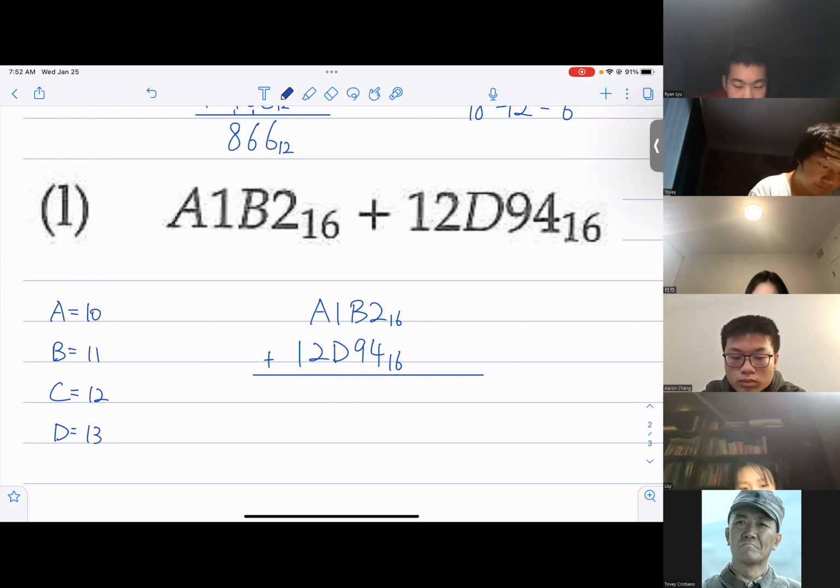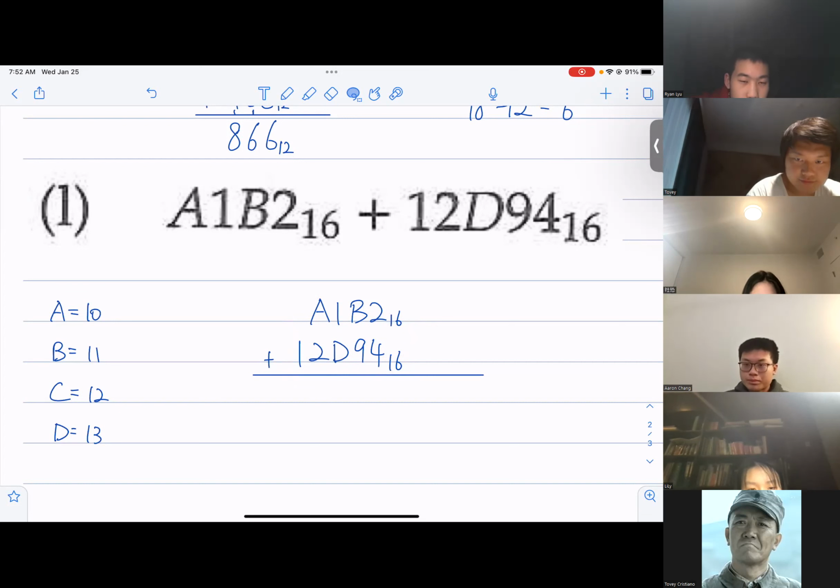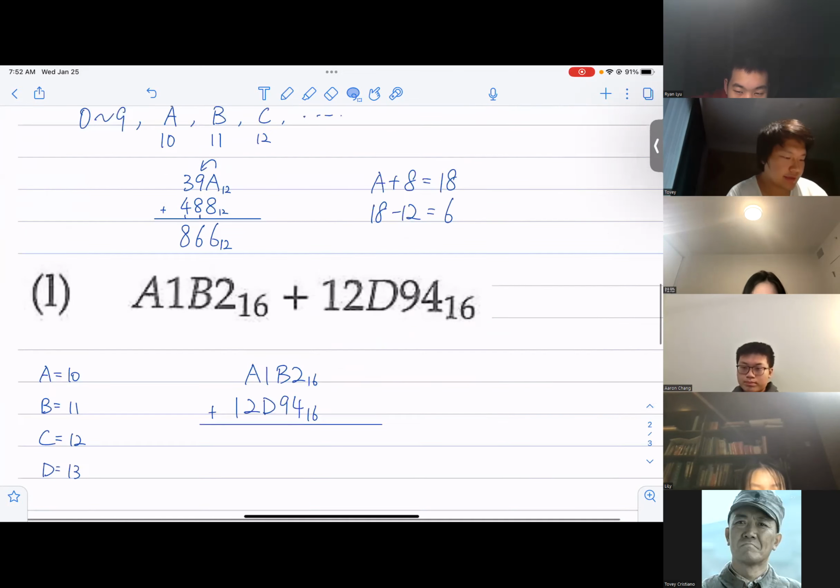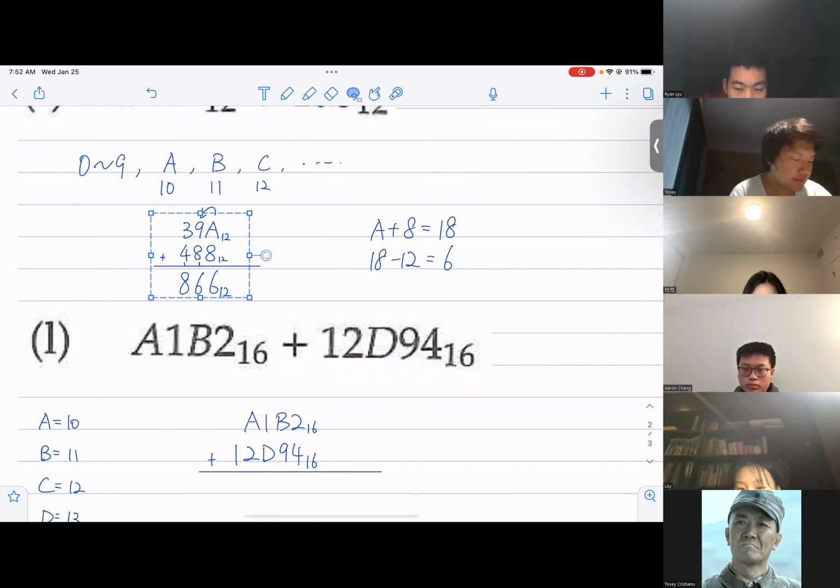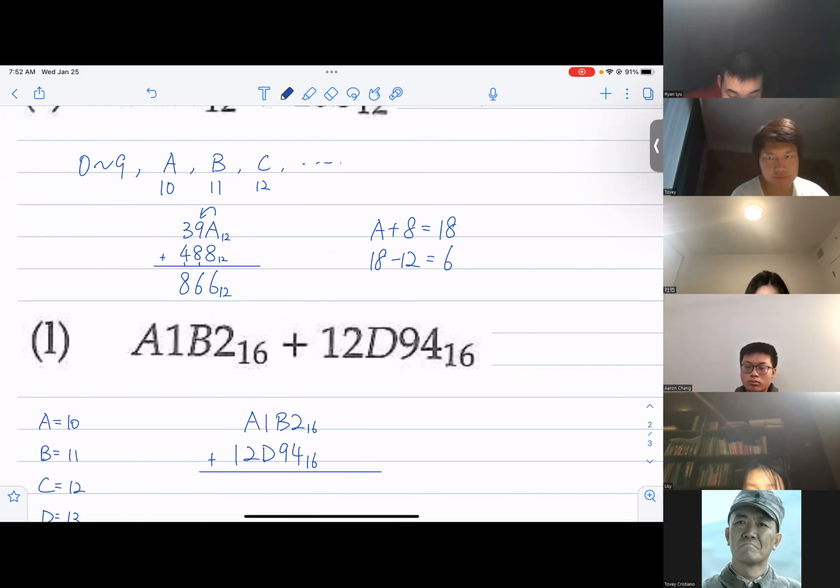Lily, you try this one. Just the same as this. Number base 12. Whenever you reach 12, whenever you have anything more than 12, you carry over, and after carrying over, you should subtract 12 from the sum.